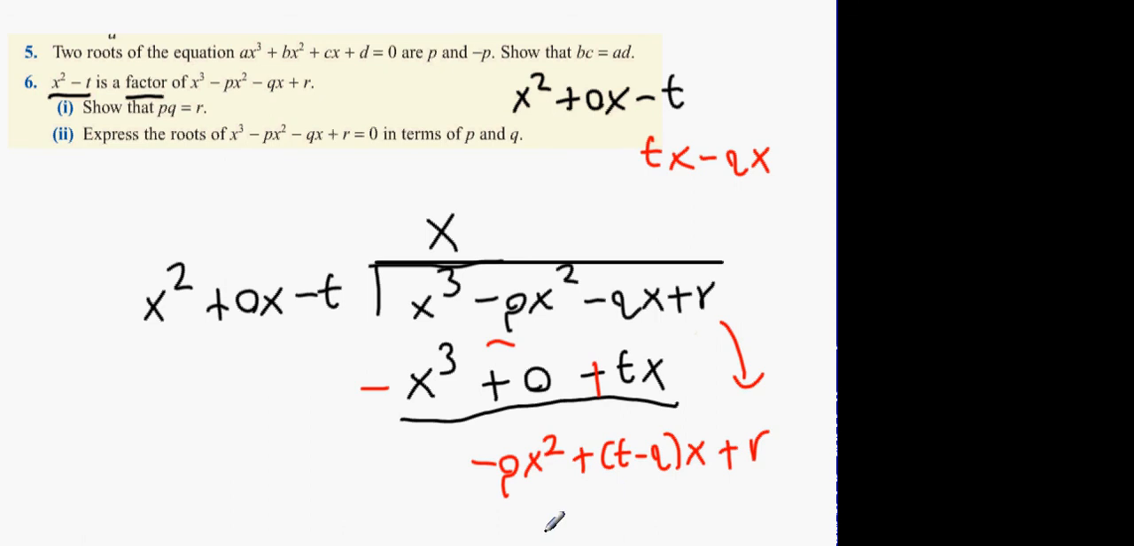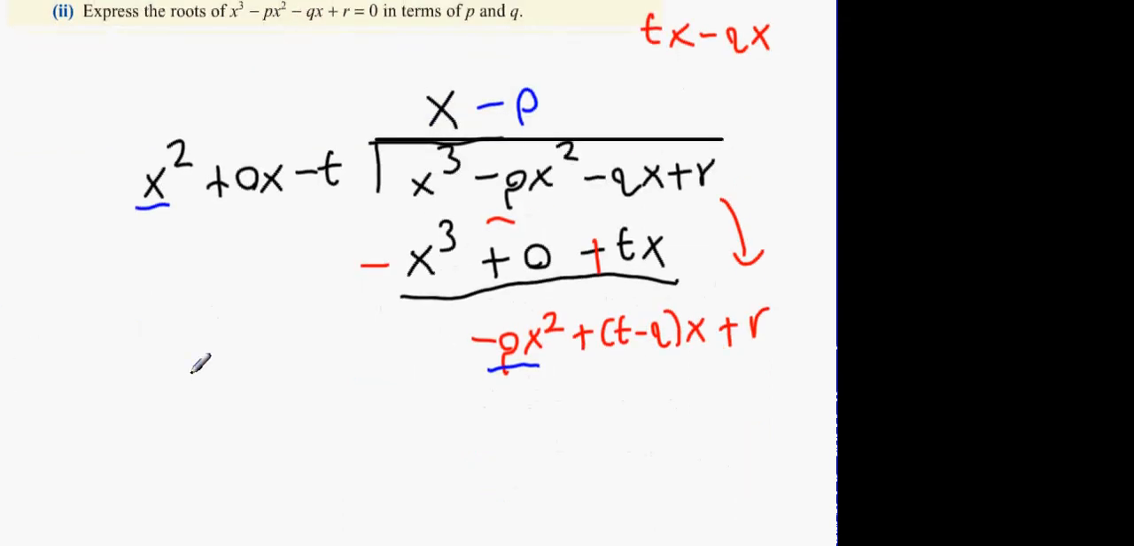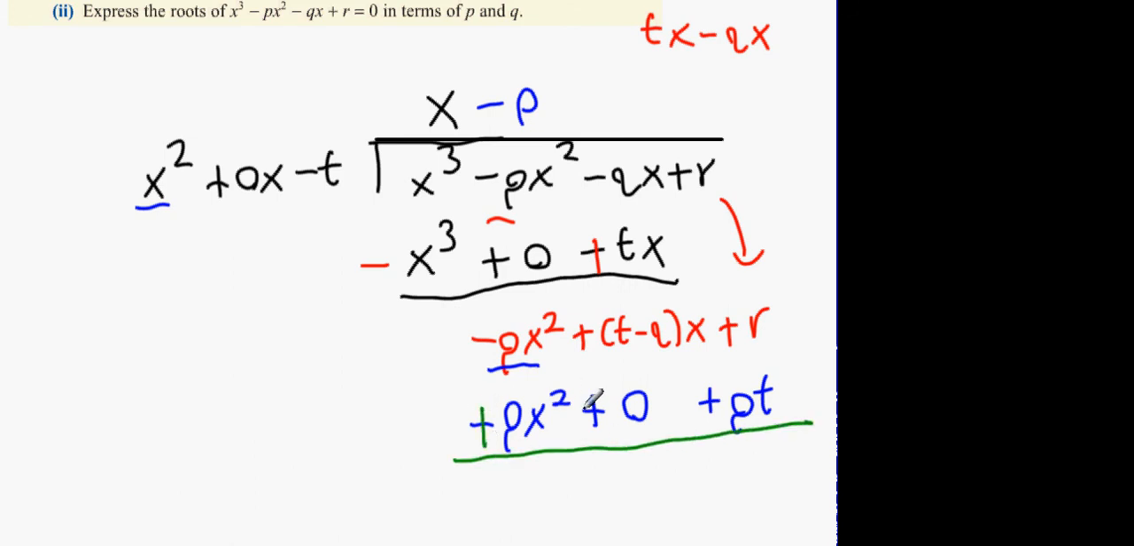Next part, look at the first letter in each one. x squared goes into px squared minus p times. You bring it down, and what you get is minus px squared plus 0 minus pt, minus p by minus t, plus pt. Now go in, change the sign on everything. We're going to get plus, this one here is going to be a minus, this one here is going to be a minus. And once again, 0x squared, 0 x's, and 0 numbers, because it's a factor.